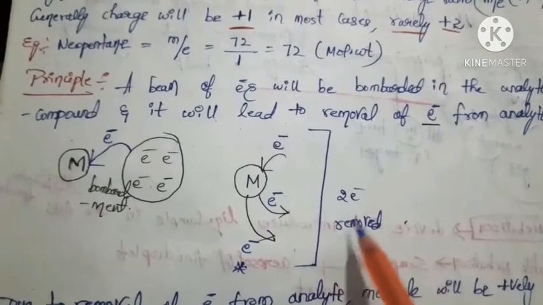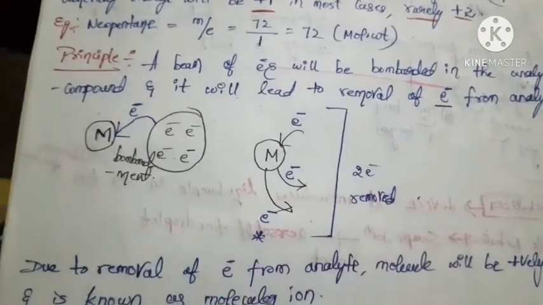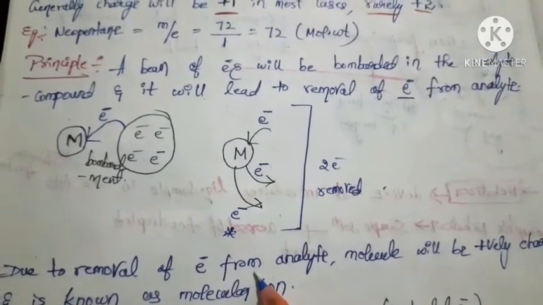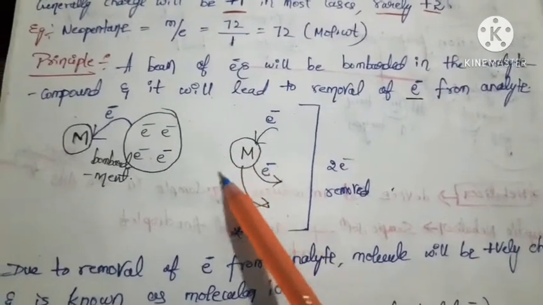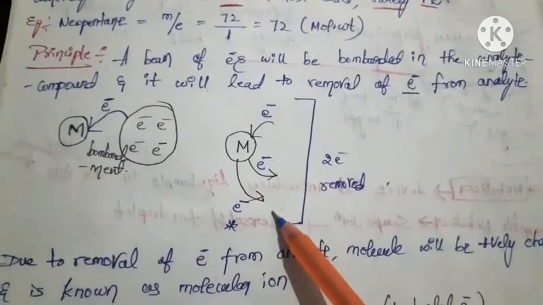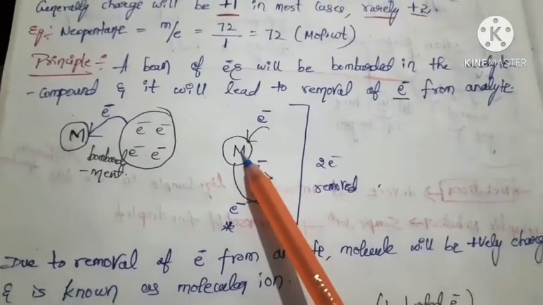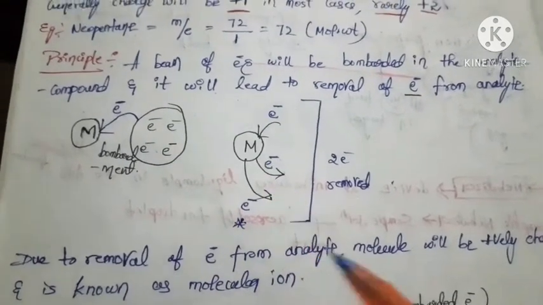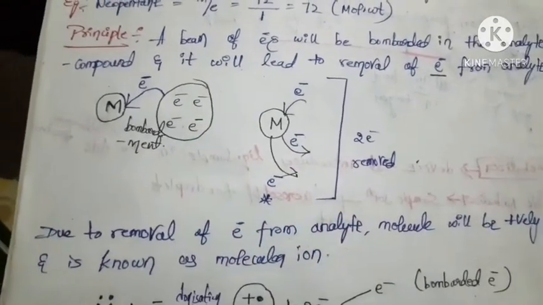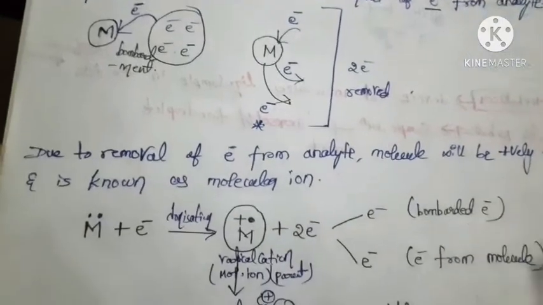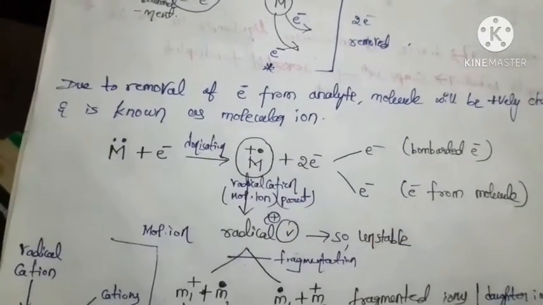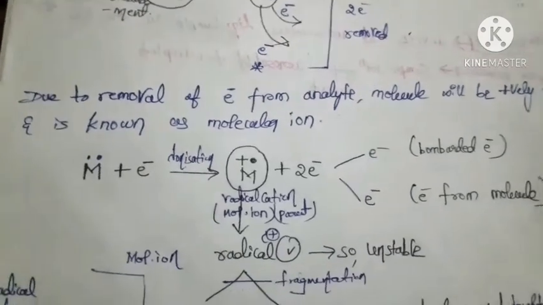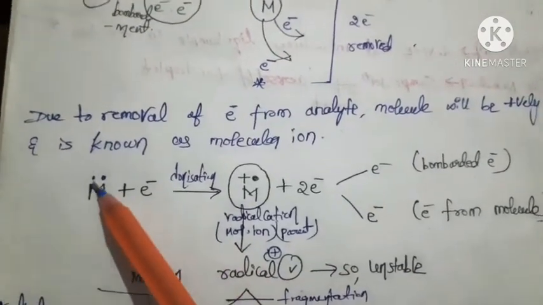Okay, two electrons will get removed. Due to the removal of an electron from the analyte, this molecule will get a positive charge, and this is known as a molecular ion. Try to observe this, friends, then it is very easy for you to understand the principle and the whole concept.